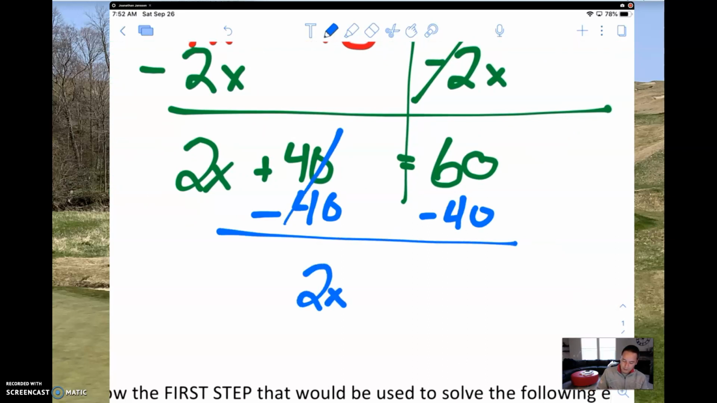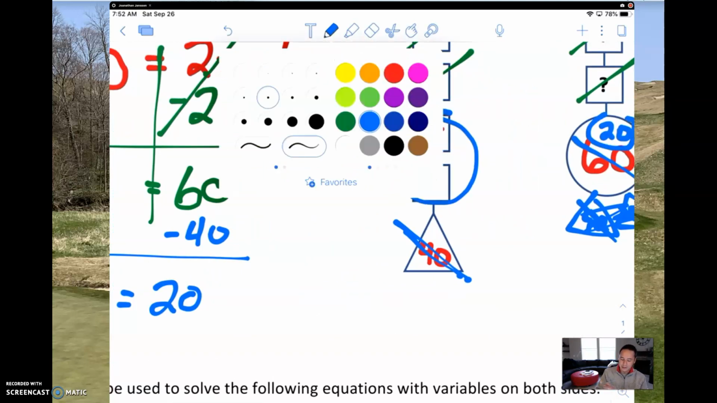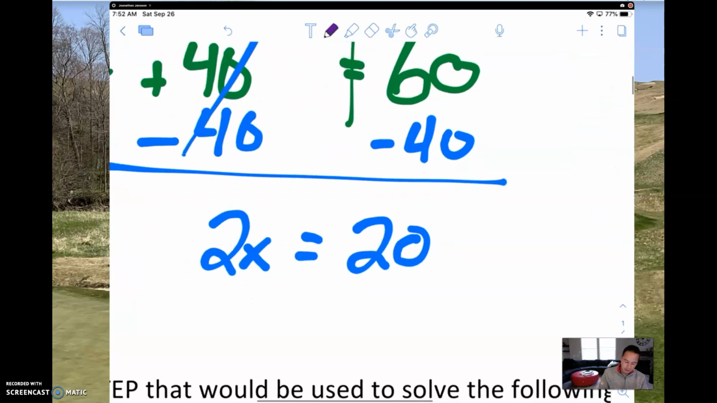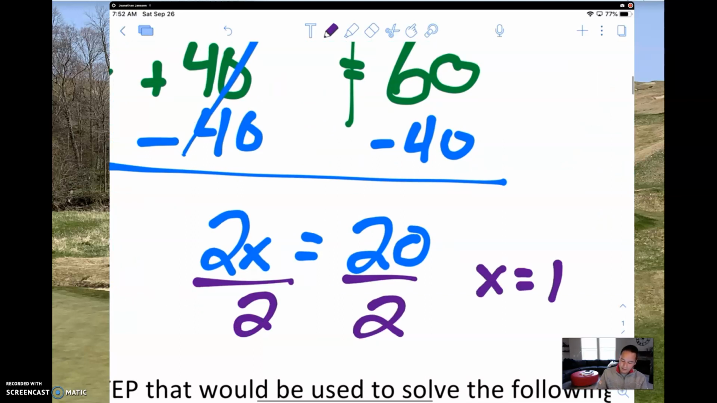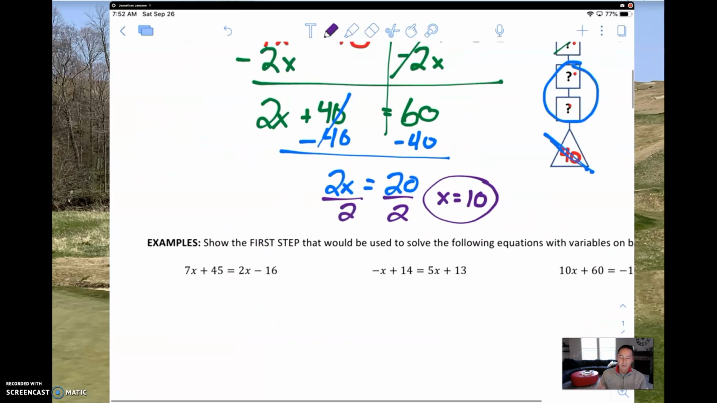And now we're left with 2x is equal to 20, and you see that because these 2 here are still equal to the 20 that remains. And kind of common sense, if 2 of them are worth 20, each one is going to be worth 10. To do that, you just divide by 2. So we're going to divide by 2, and we get x is equal to 10. So that's kind of a visual representation of what solving equations with variables on both sides is going to look like.